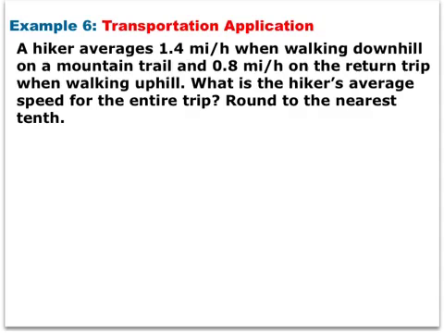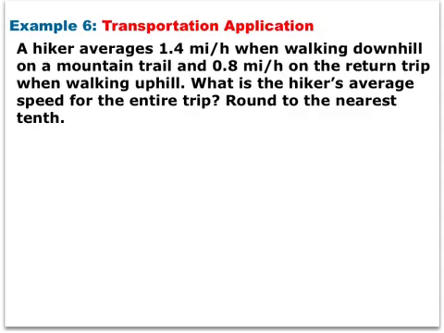Alright, these word problems. After some practice, you'll get the hang of it, but I don't particularly like them either. Something I shouldn't tell my students, but being totally honest here, let's work through it. A hiker averages 1.4 miles per hour when walking downhill on a mountain trail and 0.8 miles per hour on the return trip. Let's talk about that.